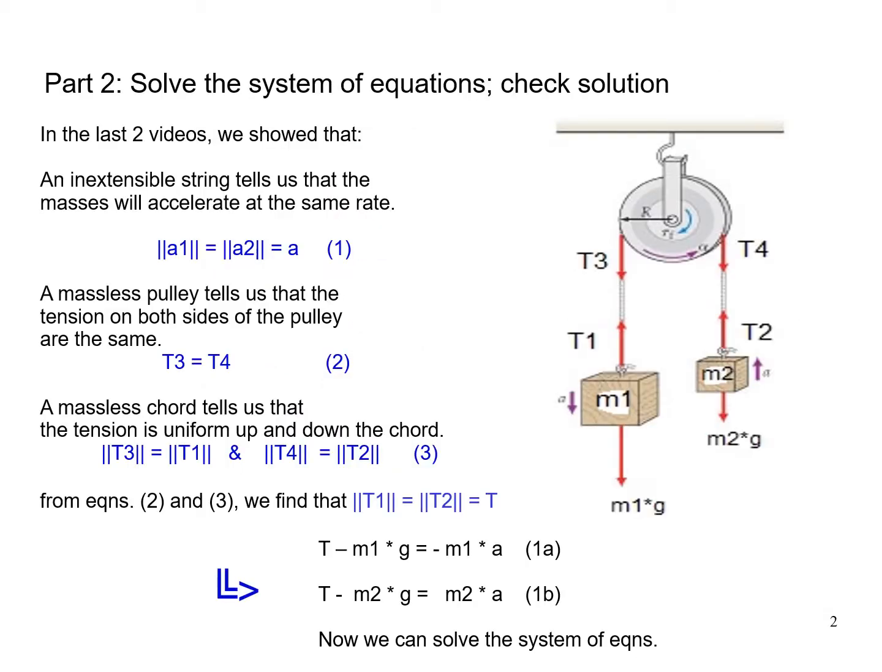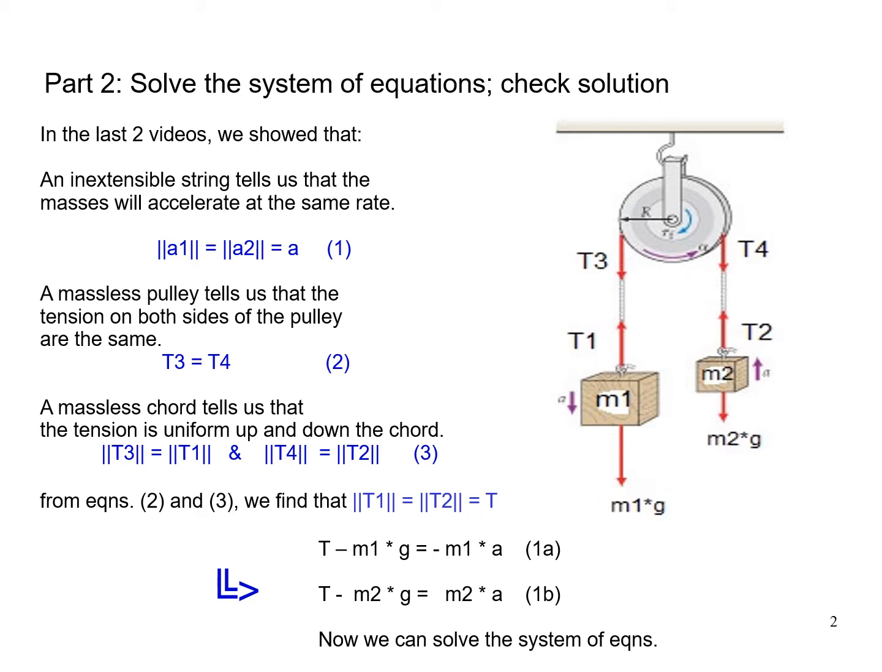So, these are the hidden assumptions and their implications for the ideal Atwood's machine. 1. The implication of an inextensible string is that the masses accelerate at the same rate. That is, the magnitude of a1, which is the acceleration of mass 1, equals the acceleration of mass 2. As a result, we can replace these generalized accelerations in our system of equations by a single acceleration, which we call a.